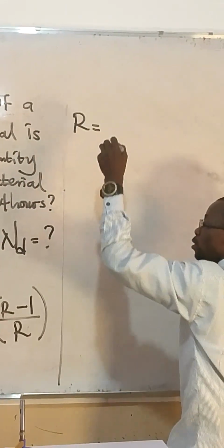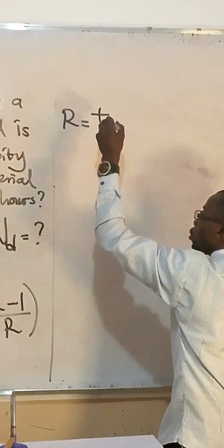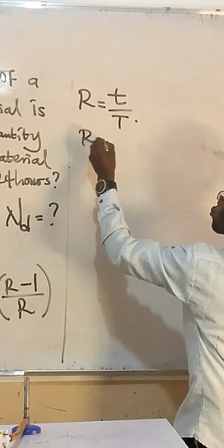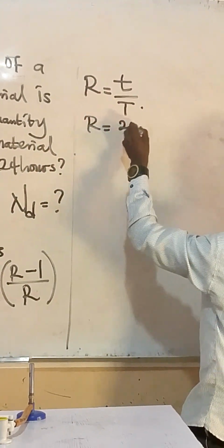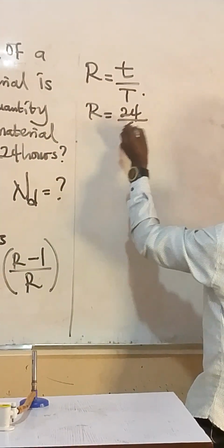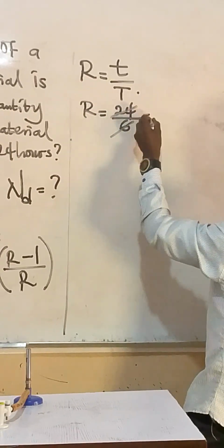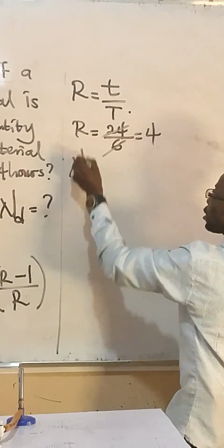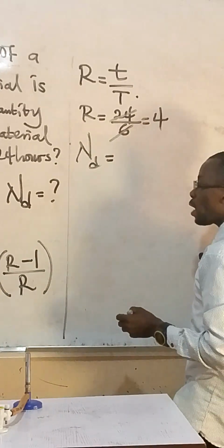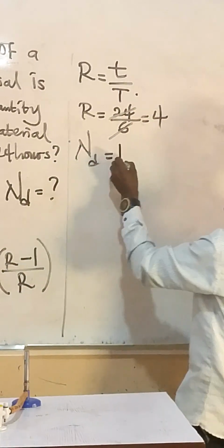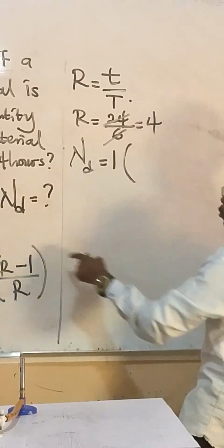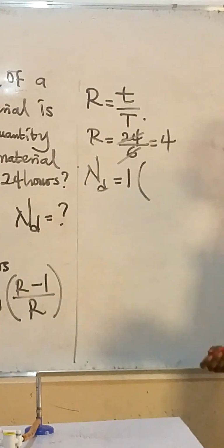Disintegrating ratio is small t over big T. And you have R to be, small t here is 24, then the big T is 6 hours. This and this will give 4. Put that back into this formula. Nd will be N1, which is 1, in bracket of R, which is 4.